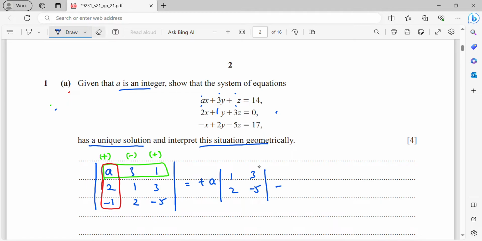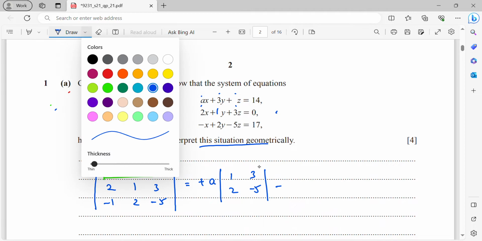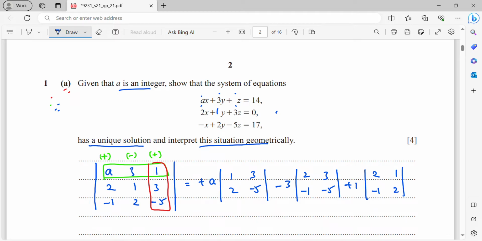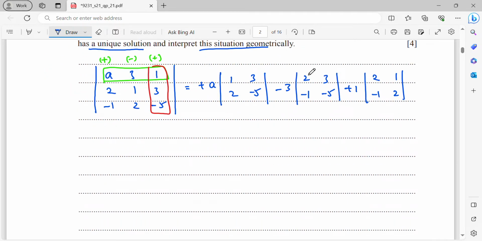Now the next is to consider the second column. When we consider the second column, the cross out is 3 and the sign is minus. So minus 3, then the remaining terms will be 2, 3, negative 1, negative 5. Then considering the third column, the cross out is plus 1, with the elements 2, 1, minus 1, 2. So here I have reduced it to 2 by 2 determinants.